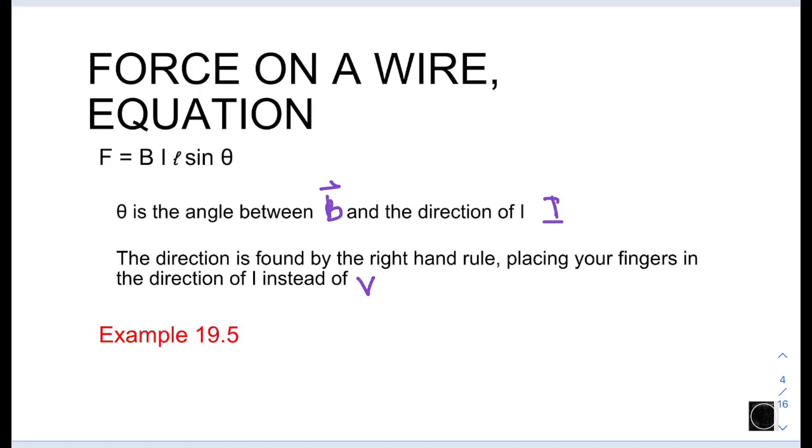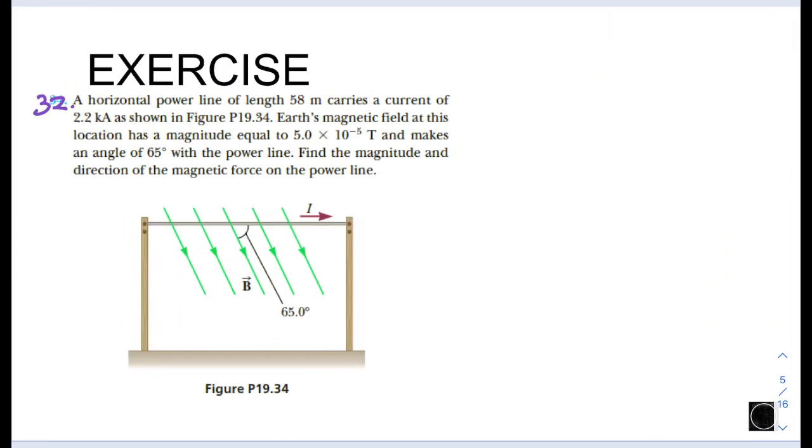So, example 19.5, you may try this one on your own. Actually, I don't want you to try. Let's go together, let's try the exercise together. This is question number 32 at the back of your textbook, chapter 19. A horizontal power line of length 58 meters carries a current of 2.2 kilo ampere as shown in the figure. The Earth's magnetic field at this location has a magnitude of 5 times 10 to the power of negative 5 Tesla and makes an angle of 65 degrees with the power line. Find the magnitude and direction of the magnetic force on the power line.